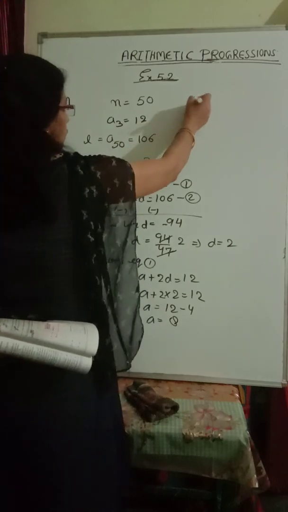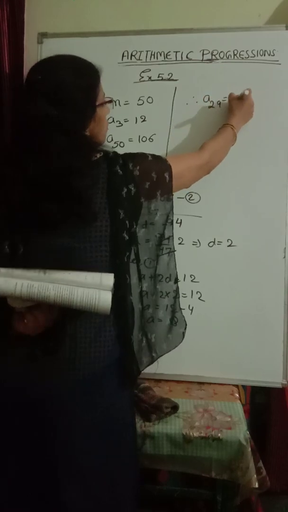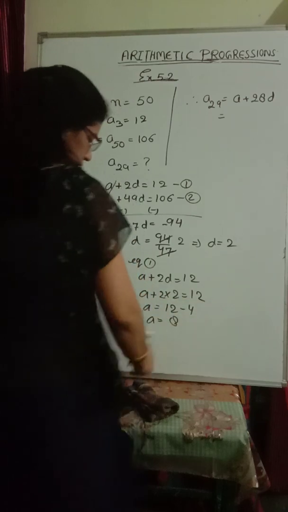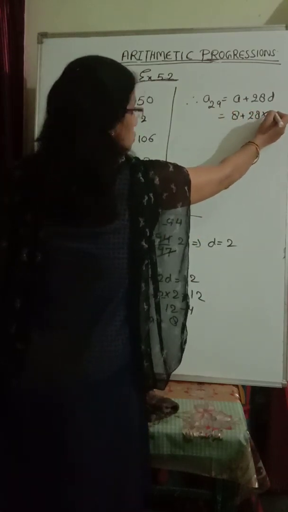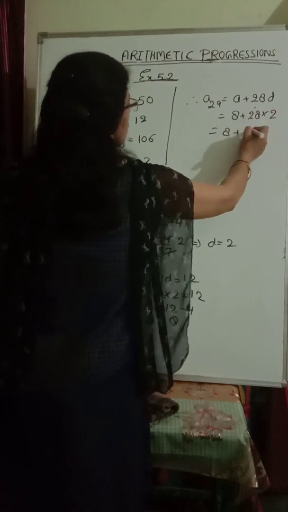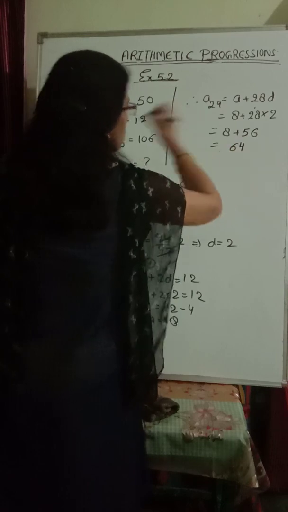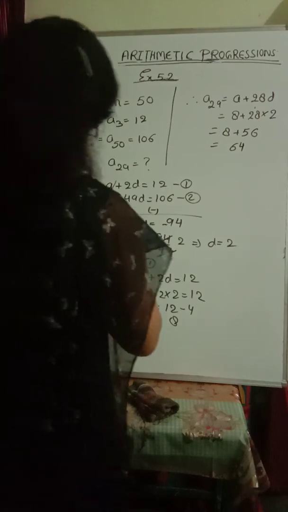So therefore what do we want? The 29th term. What is the formula for the 29th term? A plus 28d. So what is A? We got 8 plus 28. What is d? 2. So 28 times 2 is 56, 8 plus 56 is 64. Okay, so our 29th term is 64.